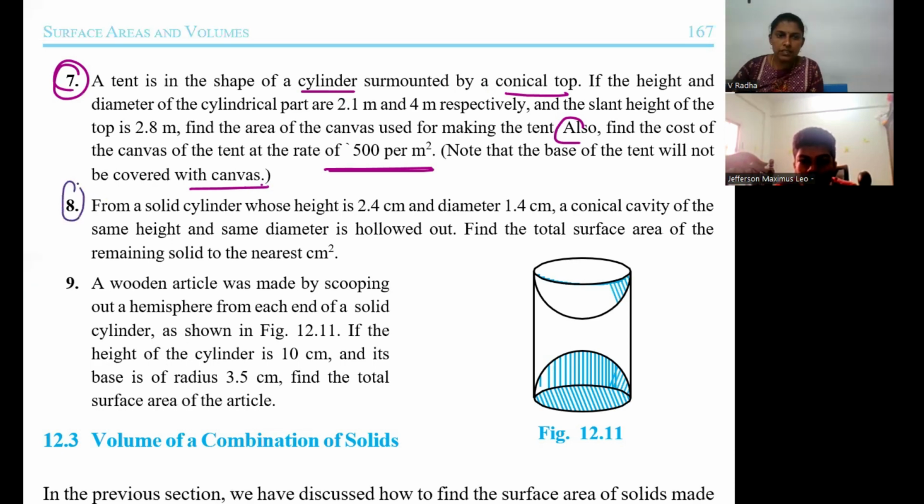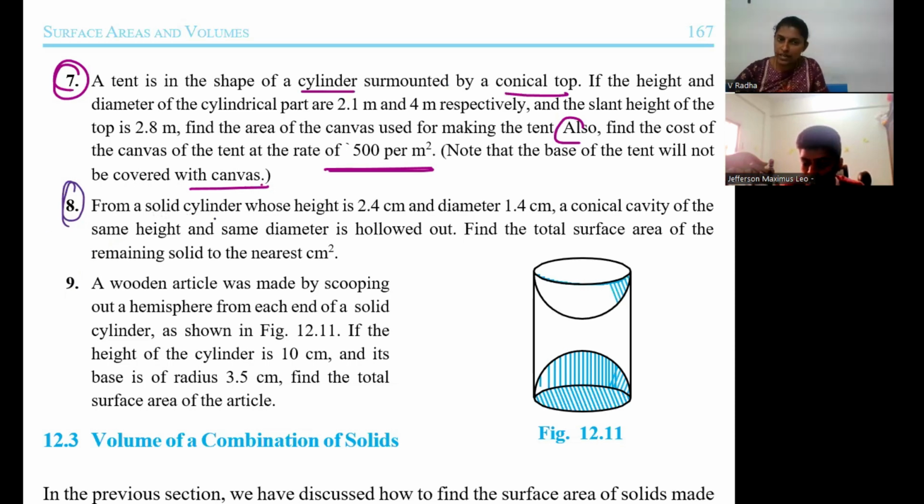From a solid cylinder whose height is 2.4 centimeter and diameter 1.4 centimeter, a conical cavity of the same height and same diameter is hollowed out. Find the total surface area of the remaining solid to the nearest centimeter square. So can you draw the diagram for this also? Try to draw. Ma'am, will it be like question number 5, like how the semisphere is inside the cube, the cone will be inside the cylinder?